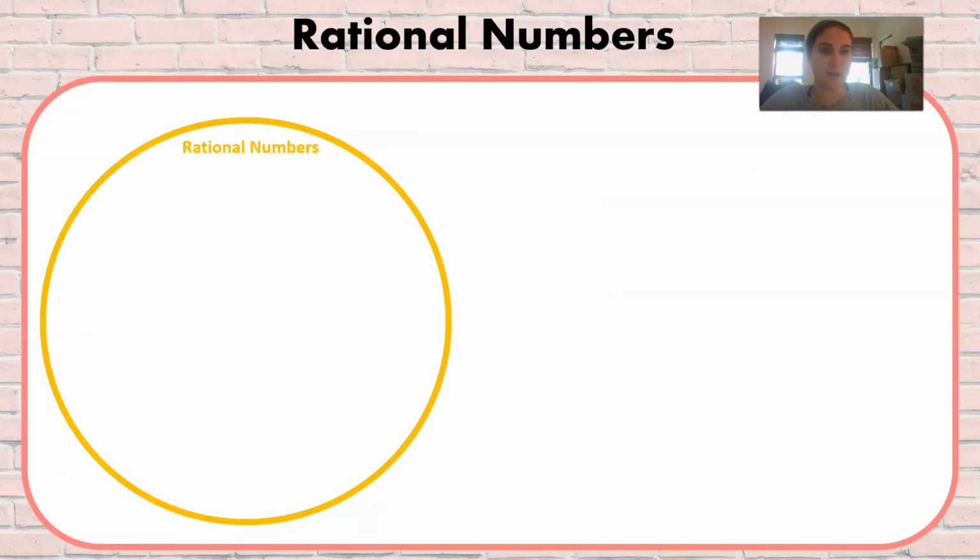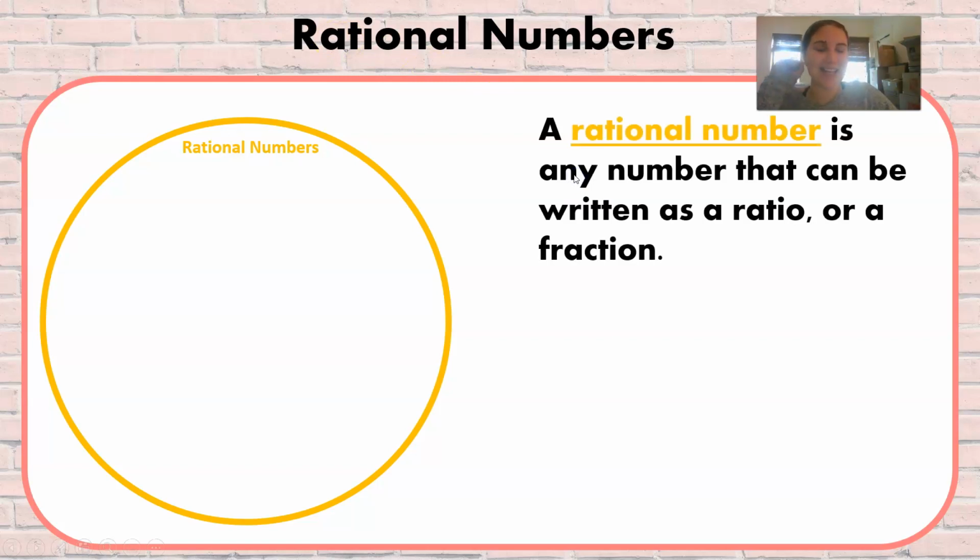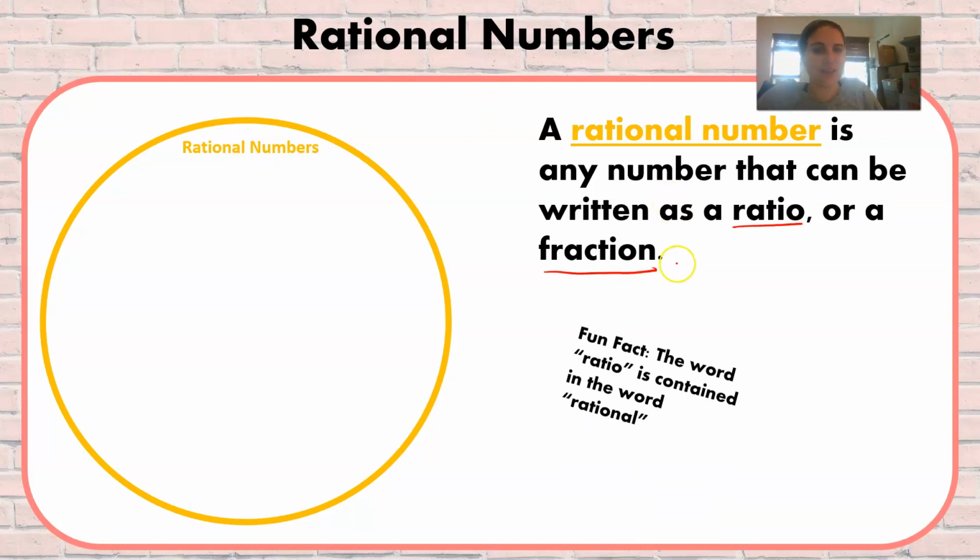The first set of numbers we're going to talk about is rational numbers. Now, what does rational mean? A rational number is any number that can be written as a ratio or a fraction. So lots and lots of numbers are rational numbers. Think of a number right now. It's probably rational if it's a whole number like 2, or if it's a fraction, like 1/2. Those are both rational numbers. Fun fact, the word ratio is contained in the word rational. So ratio is like a fraction, and it's in the word rational.